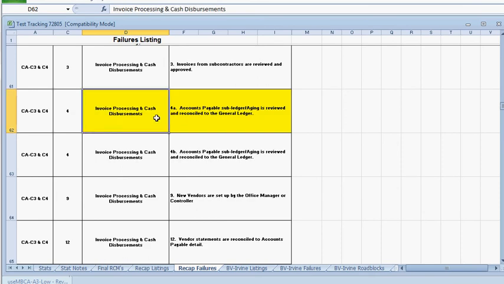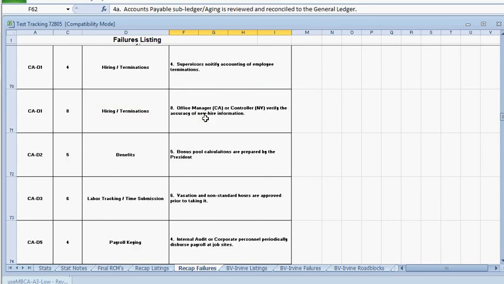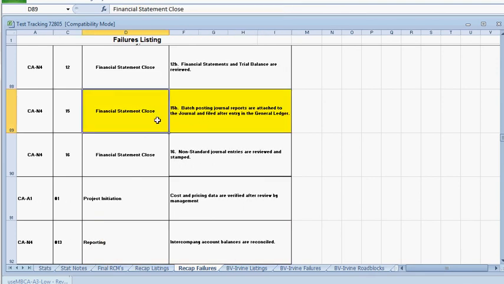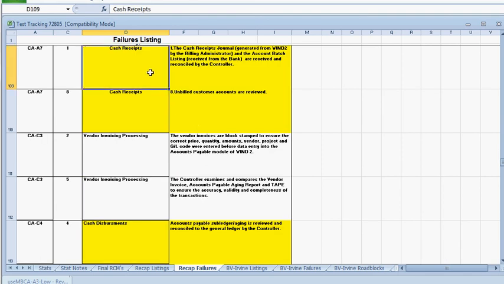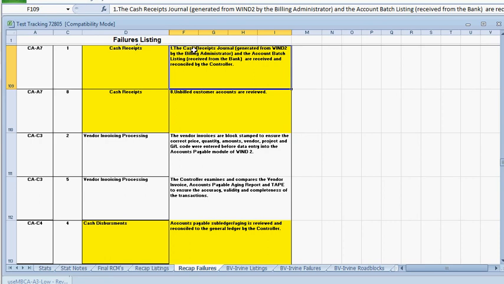Another one is invoice processing and cash disbursements, where the control is that the accounts payable subledger aging, as I mentioned earlier, is reviewed and reconciled to the general ledger. For the financial statement close, a good control is that the batch posting journal reports are attached to the journal and filed after entry to the general ledger. A lot of times that's missed, where it's not attached with it. Cash receipts, mentioned earlier, and I'll do it again: the cash receipts journal and accounts batch listing are received and reconciled by the person in charge, where the bank matches up to zero it out.